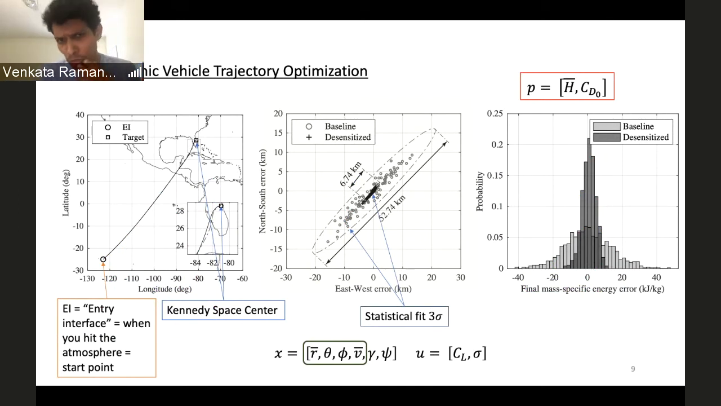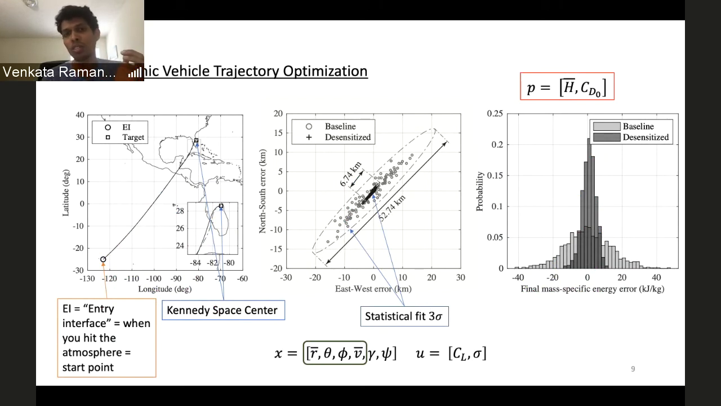And what I'm trying to do here is, while I want to reach the Kennedy Space Center in minimum time, I am concerned about the dispersion in the final position with respect to variations in atmosphere and aerodynamic coefficients. Here particularly, I looked at atmospheric variations in terms of the scale height, essentially that captures the rate at which the density reduces as you go to higher altitudes. And CD0 essentially is the drag parameter that I assume is uncertain. And you can see here that the moment I have the desensitization plugged in, with respect to the baseline, which has no desensitization, the error ellipse is reduced by almost 70 to 80%.